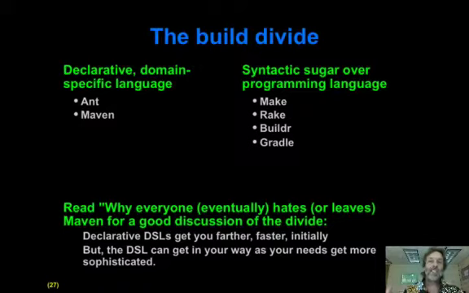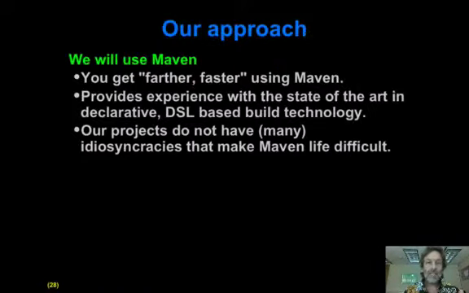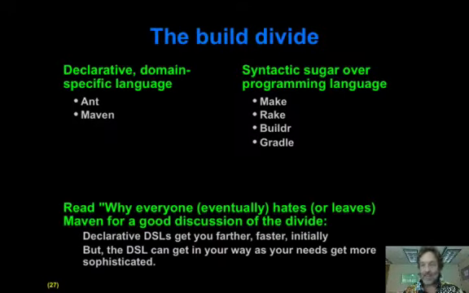So this is the great build divide. It's not my great build divide because it actually comes from this reading, Why Everybody Eventually Hates or Leaves Maven. And so the notion is, on the one side you've got these declarative build languages, environments like Ant and Maven. On the other side you've got programming languages with a little bit of syntactic sugar to support the build process, like Make, Rake, Builder, and Gradle. And the idea is not to say that one is any better than the other, but really that they provide different kinds of strengths and weaknesses.